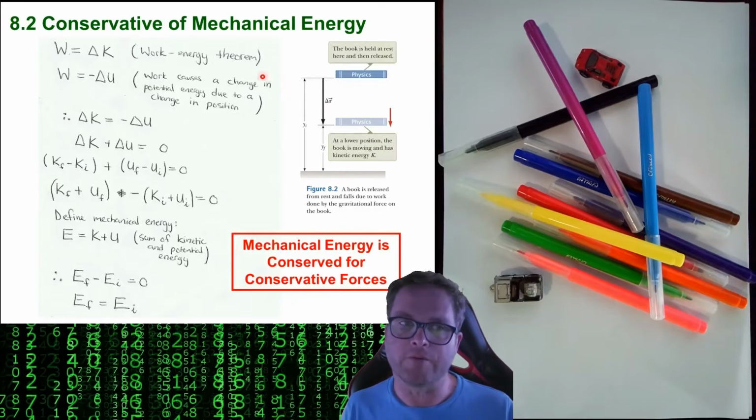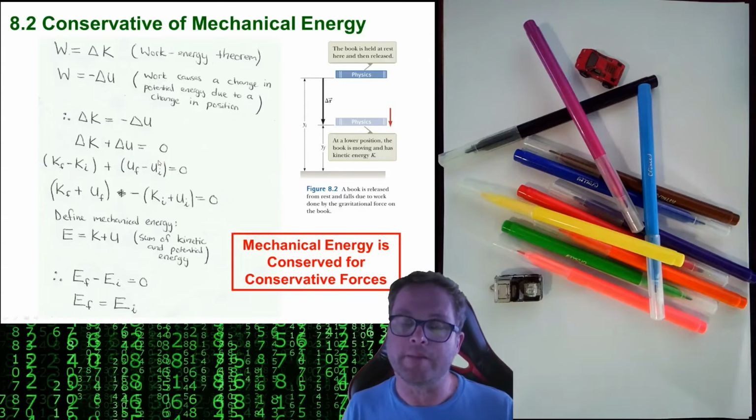We know from the work energy theorem that the work done is the change in the kinetic energy. That's the one expression we know. Secondly, we know the work done on the book will be the change in its potential energy. Here we have a negative sign included, and the reason for that is as the book falls, its potential energy will decrease. So we can combine these two equations, and we get delta K is equal to minus delta U. Just rearranging, we get delta K plus delta U is equal to 0.